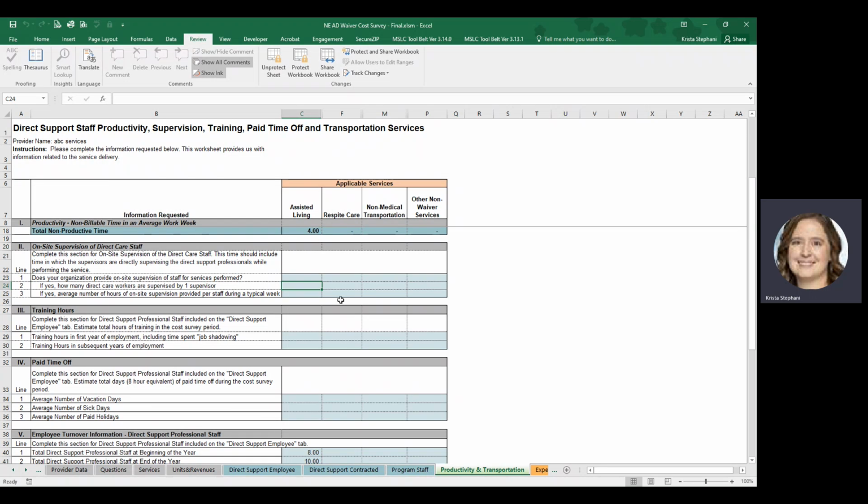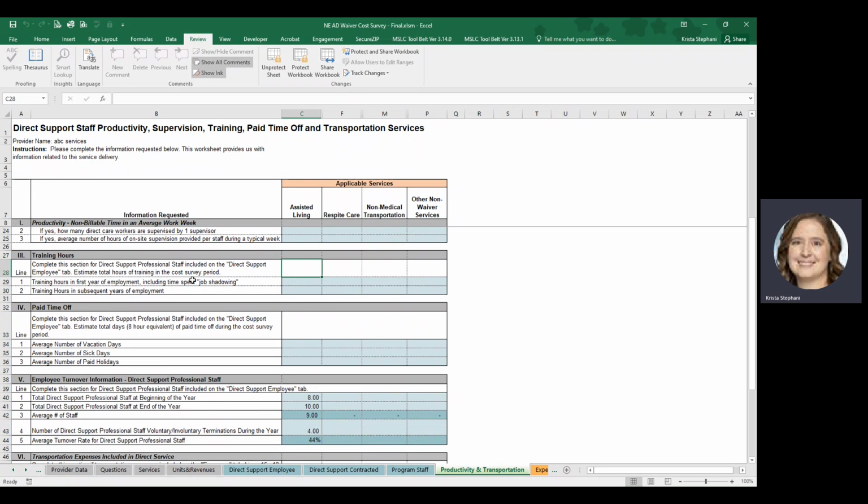So for example, if your direct on-site supervision requires that supervisor to monitor the direct support professional for a half hour a day or a half hour a week, then you would enter 0.5 hours of on-site supervision. Next, we want to capture information related to required training hours for the direct support employees. So we separate this into 2 categories because generally in the first year, there is more training time that's incurred that's not necessarily billable for the service, but is required for that direct support professional to be able to provide services.